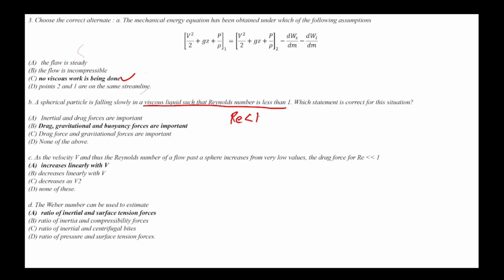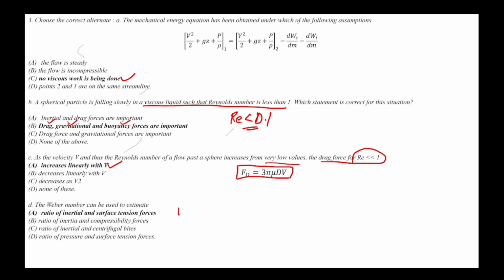Stokes law regime is valid, but still the Reynolds number is less than 1. So the particle will attain a terminal velocity, and in terminal velocity the drag coefficient, gravitational force and buoyancy force are important. As velocity v and thus the Reynolds number of flow past a sphere increases from very low values, the drag force at Reynolds number less than 1 is given by this, so directly proportional. So the drag force will increase with velocity.